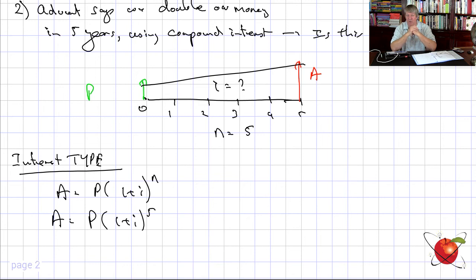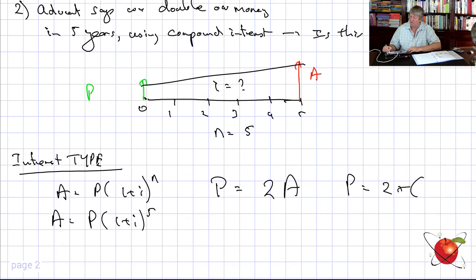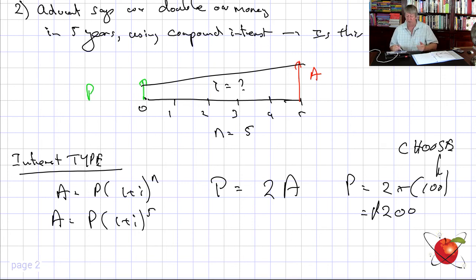100, 200, right? So what can we say here? We can say that P is equal to 2A. Or you could say that P is equal to 2 times, pick 100 rand, that you choose by yourself. Makes no difference. So therefore, P is going to be 200. And then do the calculation, putting in A and P and work out I. All right? Just a little trick, okay?